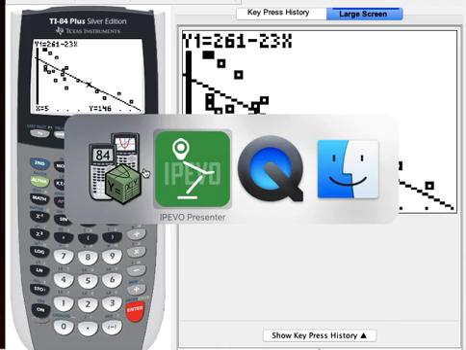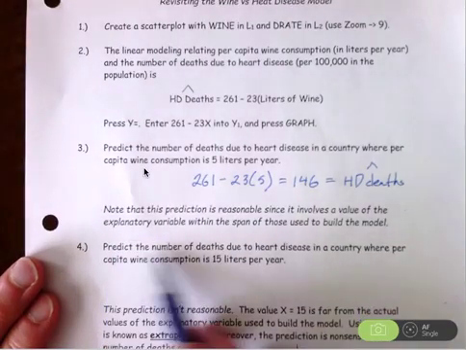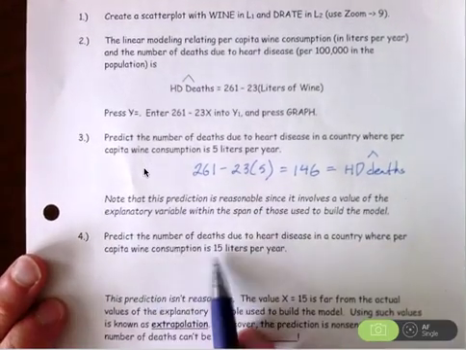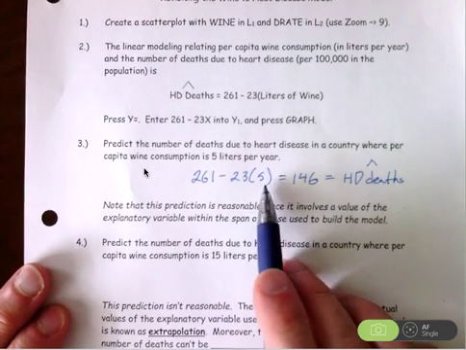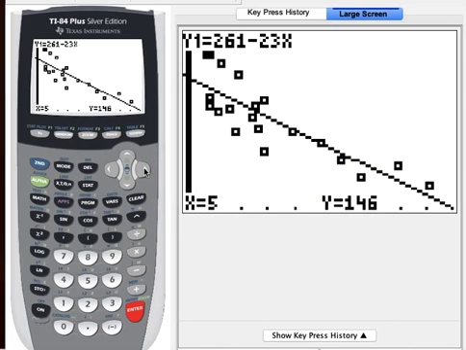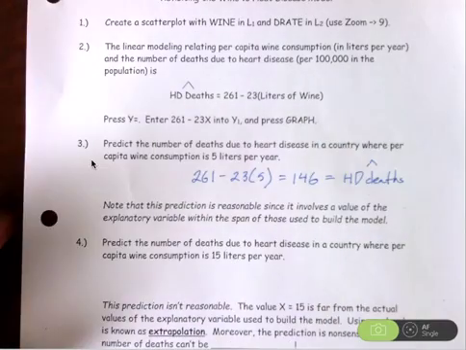So let's make another prediction. Here, let's predict the number of deaths due to heart disease in a country where per capita wine consumption is 15 liters per year. Now, notice 5 liters per year fit well into the x values that are in our model. Actually, when we used zoom 9, if I press window, zoom 9 set the x minimum to 0 and the x maximum to close to 10. So there aren't any observations in the data set that are near 15. First of all, maybe 15 isn't the best x value that we should be using to make this prediction, but let's make the prediction anyway, and you'll see what the problem is.